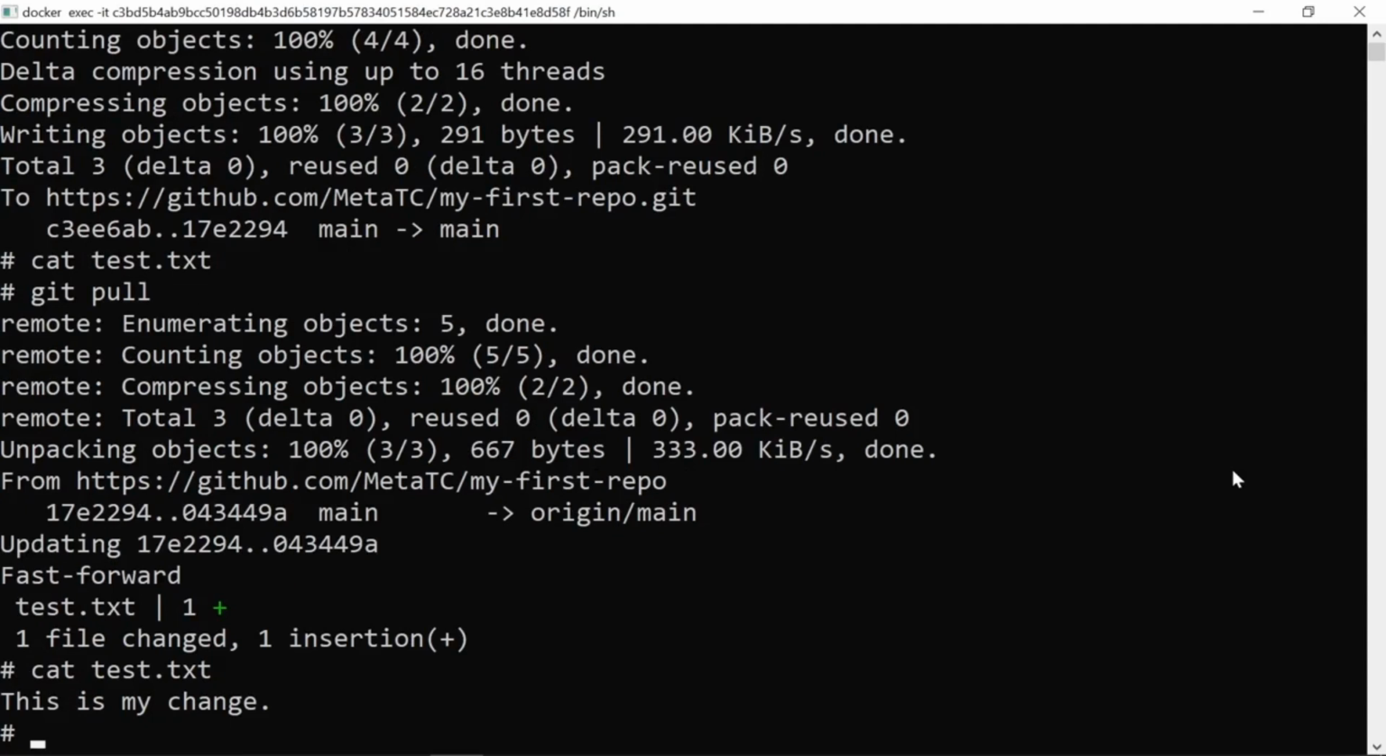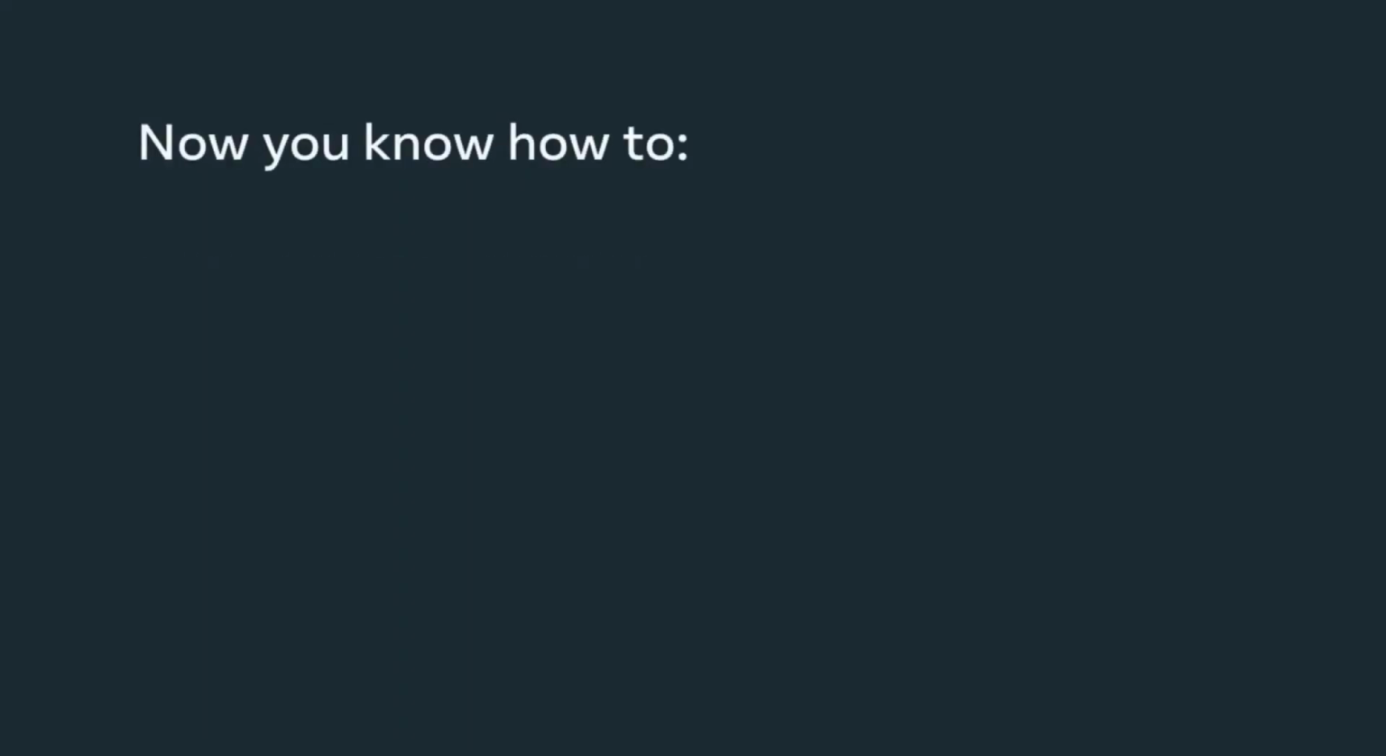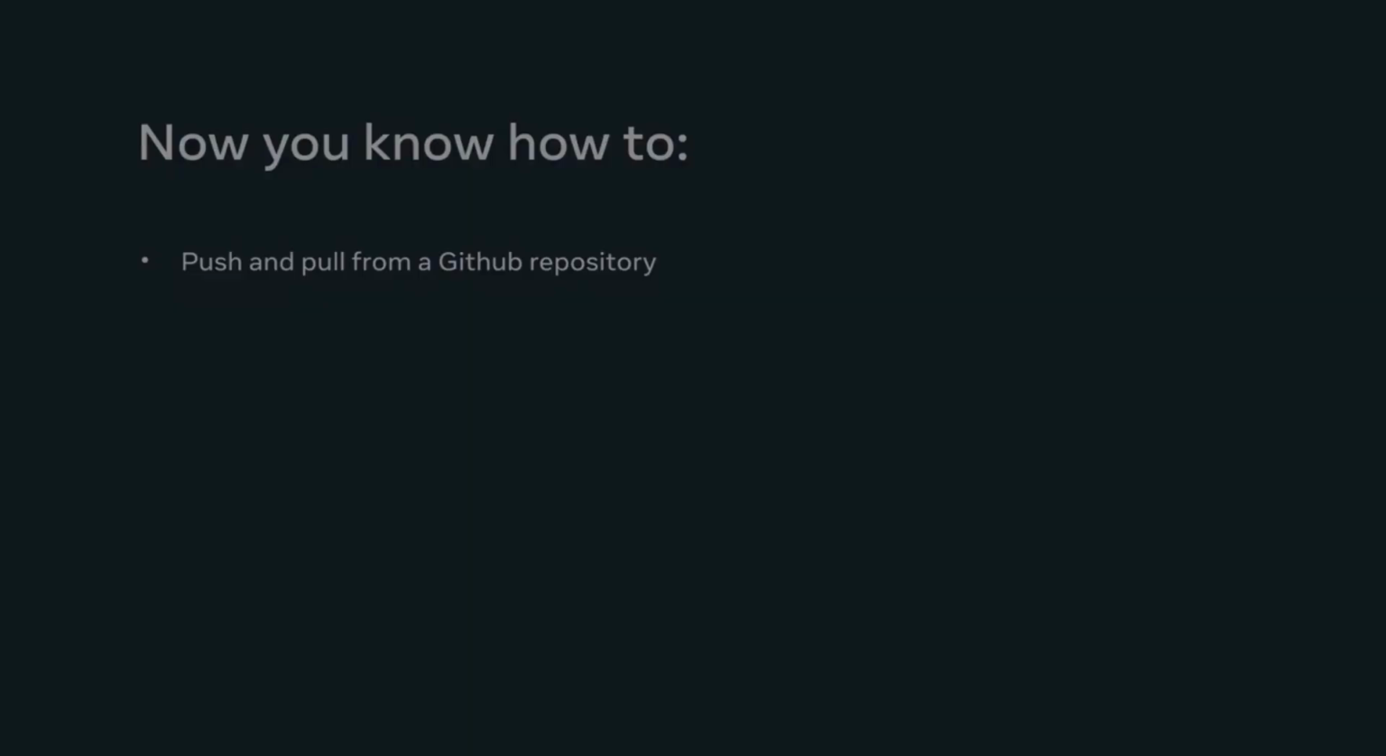With git pull, you're taking all that data from the remote server. Git then merges the snapshot from the remote with the snapshot that's on your local. It will auto-merge them if there's no conflicts. Once that's complete, I'll have the latest changes on my local machine. You have now learned how to push to and pull from your GitHub repository.